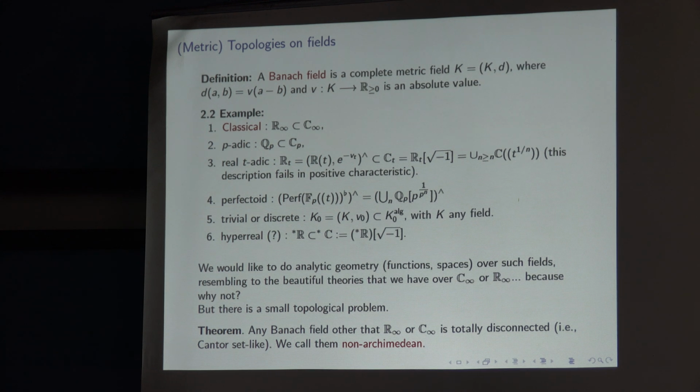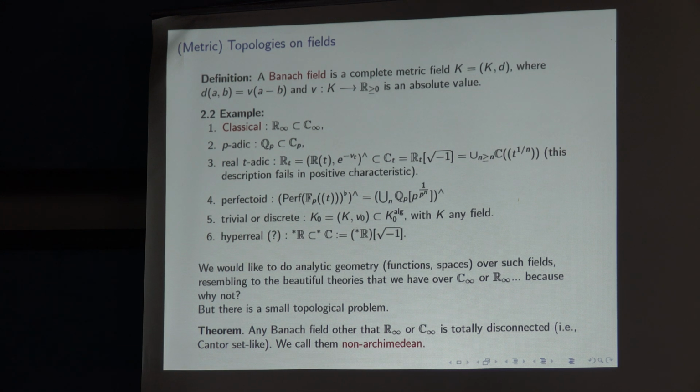There are several examples of non-Archimedean fields, and what I want to do is analytic geometry in the sense of classical analytic geometry over no matter which one of these fields. Because the theory that we have for holomorphic functions is really beautiful and very appealing to the human mind, but there is a small problem.